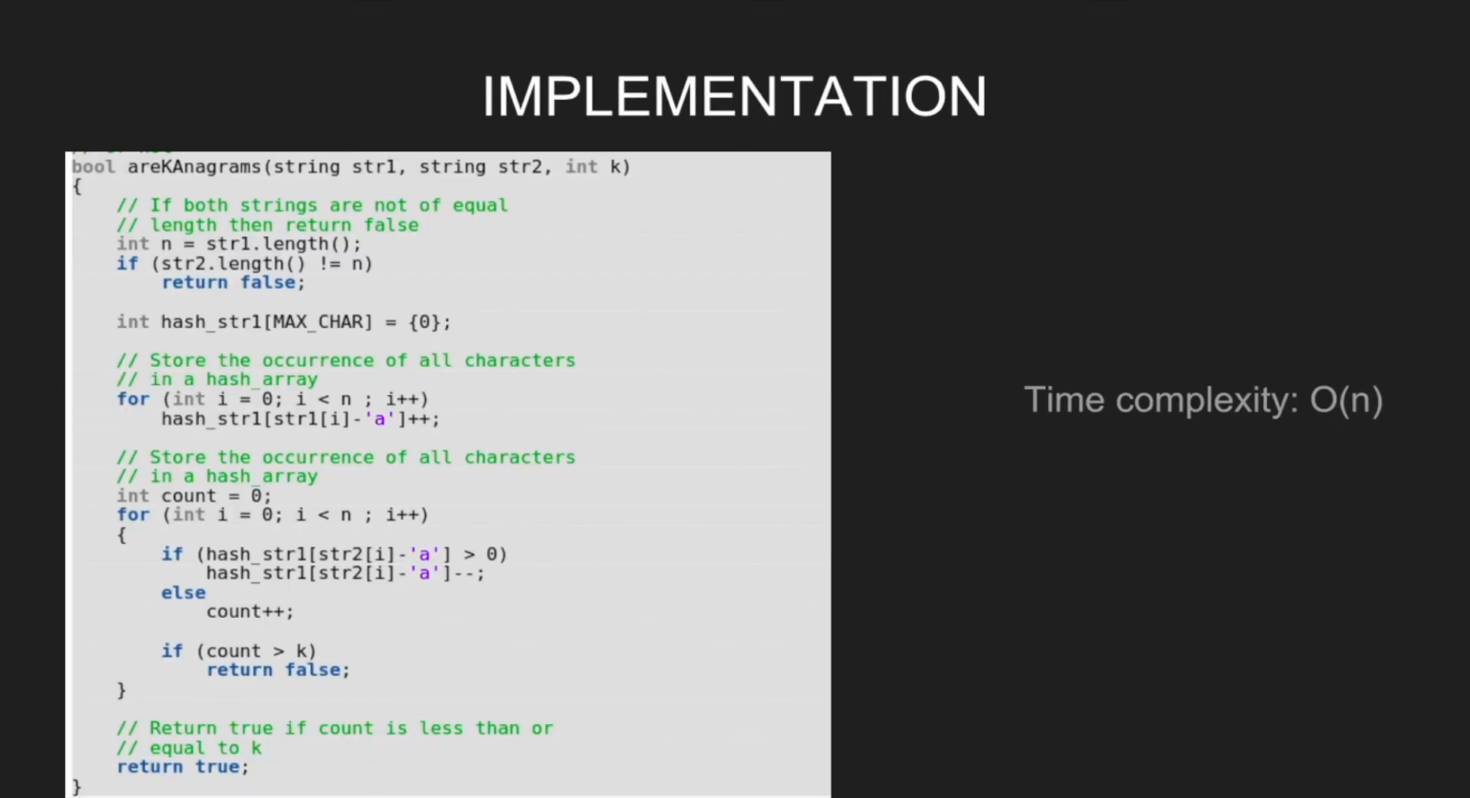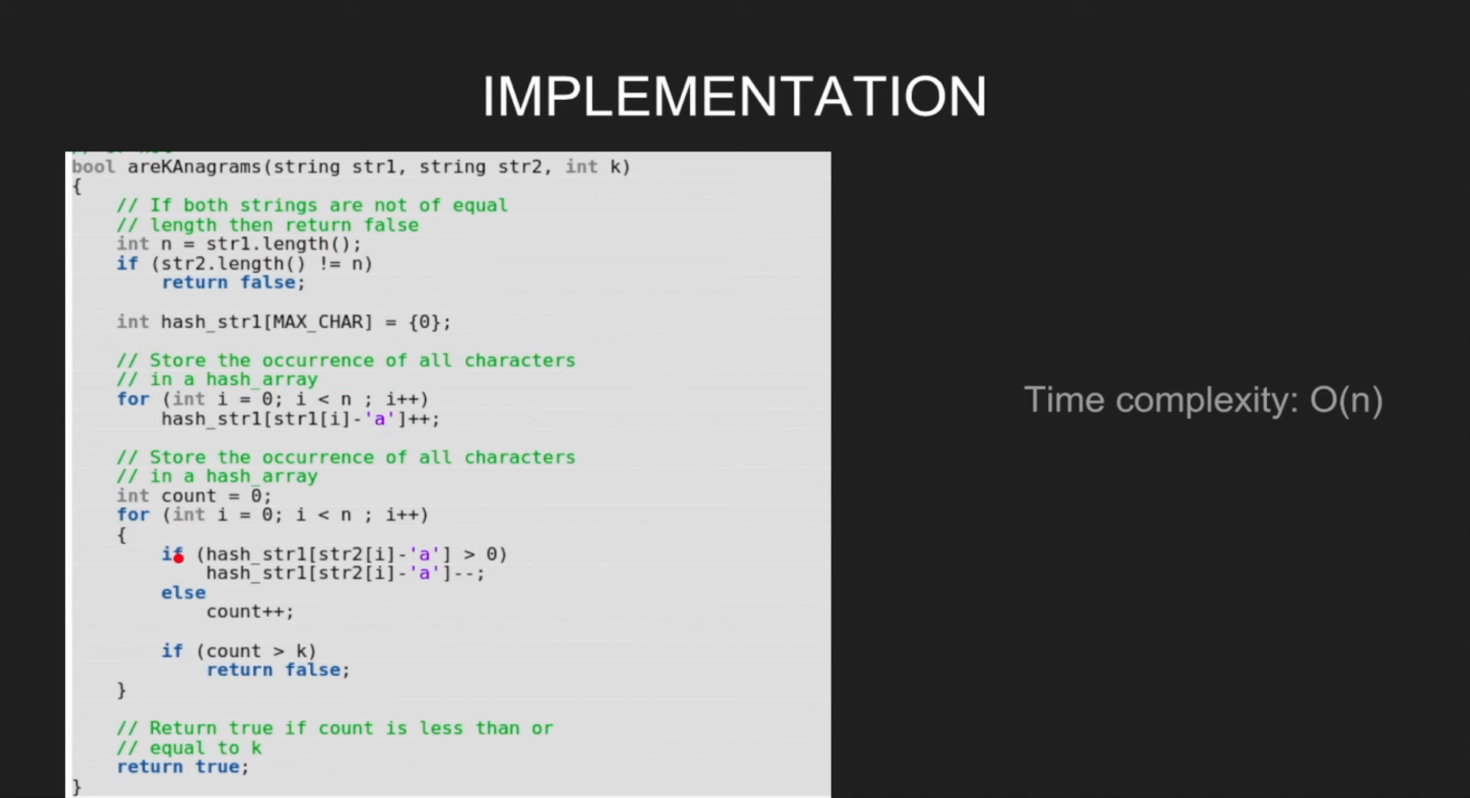Let's see the implementation. If both the strings are not of equal length, then return false. We create a hash string1 array to store the count of all characters in string 1. Then we initialize count as 0. Then we count the number of characters that are different in both the strings.